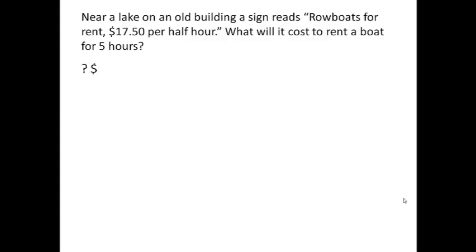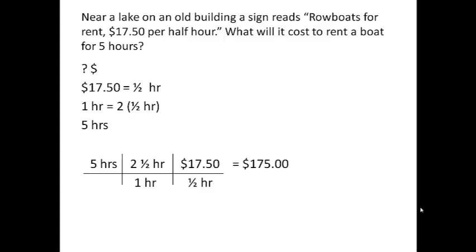Again, I want cost. Again, it tells me that it's $17.50 per half an hour. And notice here I actually put in the fraction. I need to know what goes with a half an hour when it's written like that, and the information is 1 hour is 2 half hours. I have half hours twice, I have hours once, I need that 5 hours in there. Again, I'm going to start with the 5 hours. 1 hour is 2 half hours, $17.50 is 1 half hour. The hours cancel, the half hours cancel, and again, I'll get exactly the same answer for my problem.